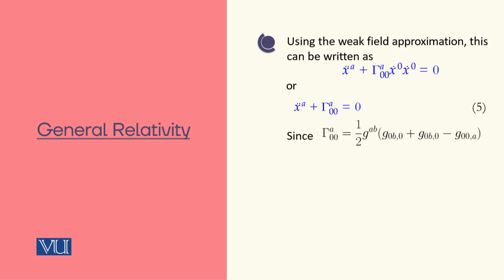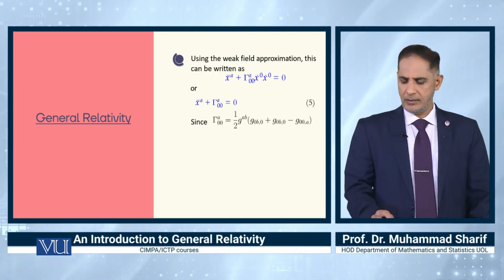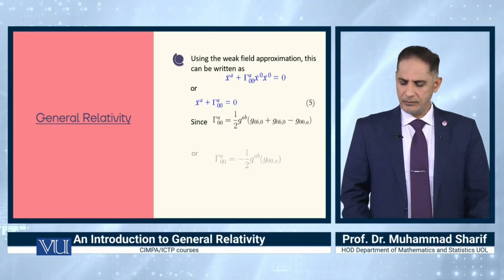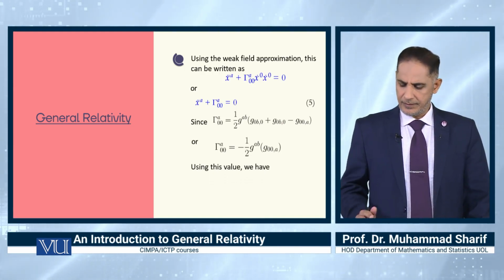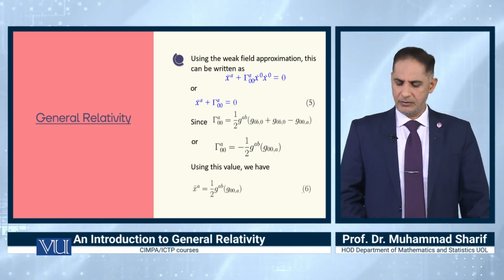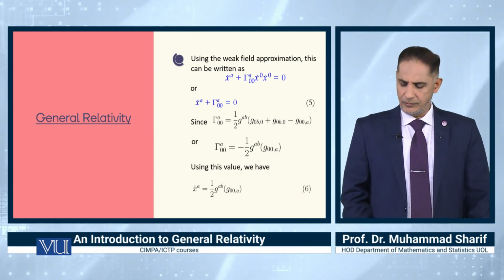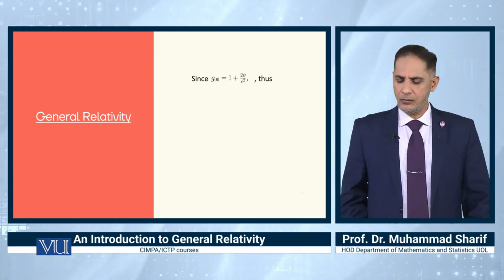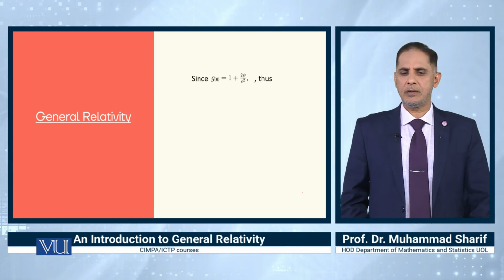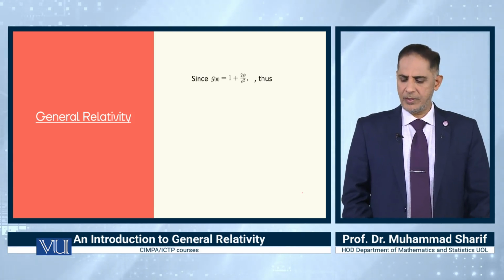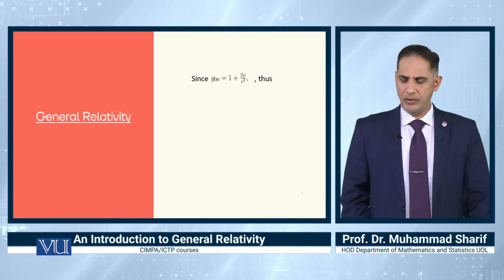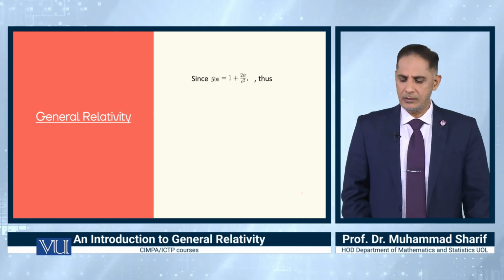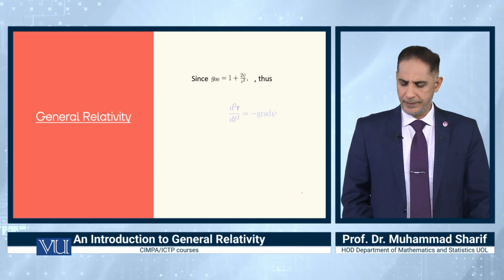Now, the definition of the Christoffel symbol gave us this value. So, inserting this value in equation number 5, we have the following equation, which is number 6. Now, from 6, we know that G00 is equal to 1 plus 2 psi over c square in the classical limit. Here psi is the potential, c is the speed of light. Obviously, when c tends to infinity, this reduces to 1.